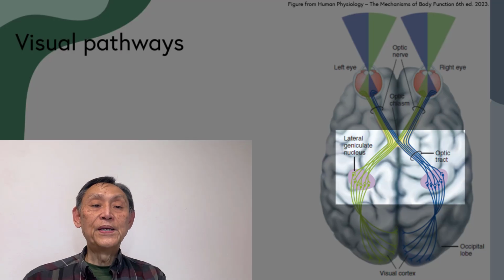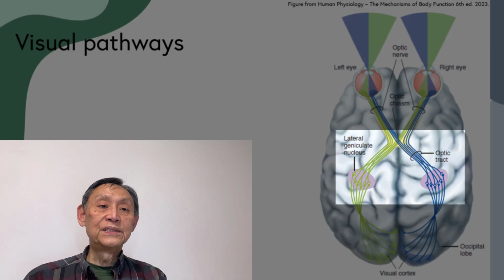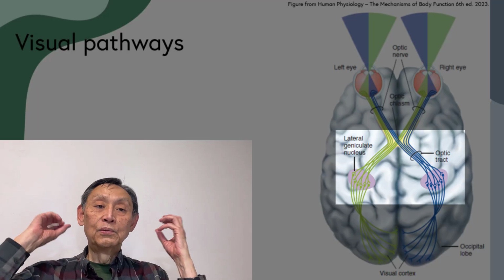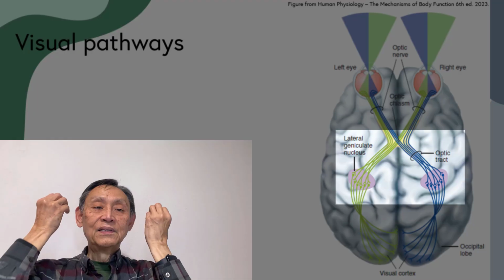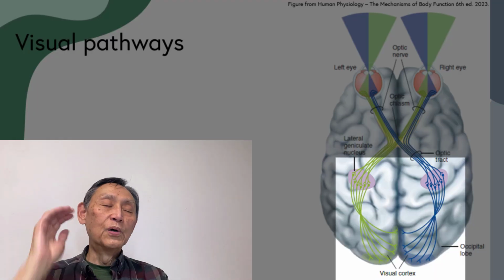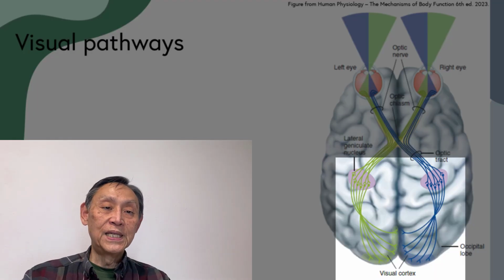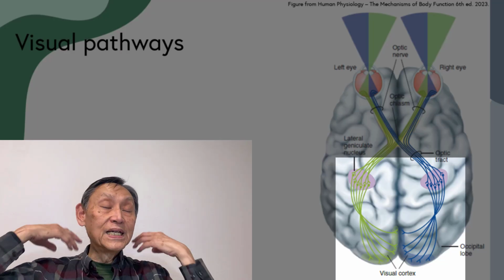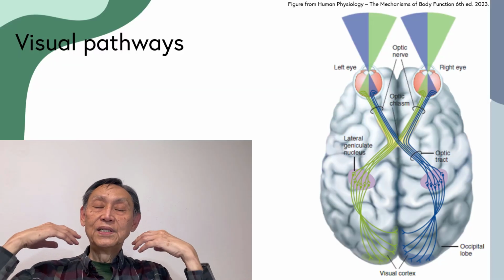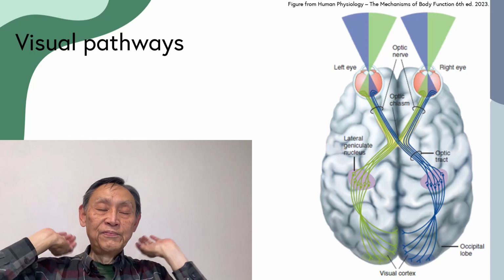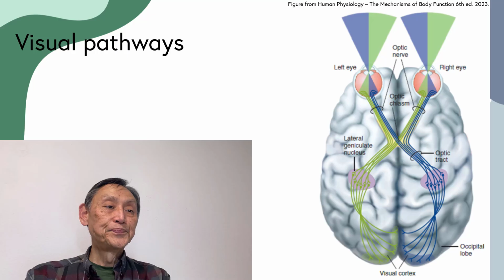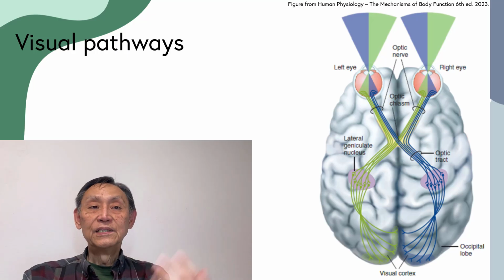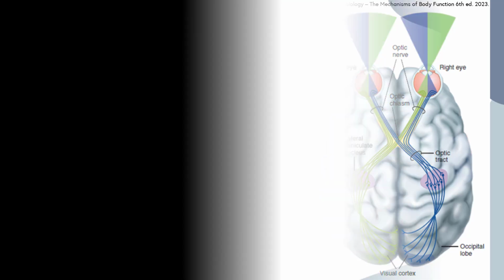There's a special nucleus called the lateral geniculate nucleus on each side of the thalamus. From there, they project all the way to the back, the visual cortex. The visual cortex is the first station, and from there they also send information to other visual association cortex. So this is the neuroanatomical pathway.